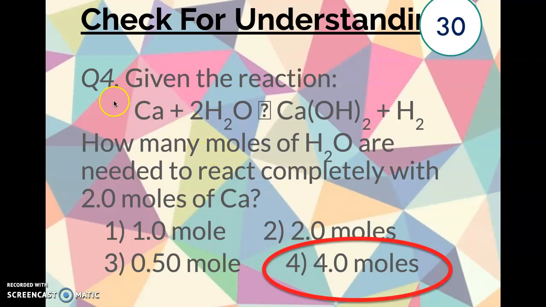So once again, calcium originally has a coefficient of 1 because there's nothing there, but they tell us that there are 2 moles of calcium within this reaction. How many moles of water are needed? So we initially start off with 2 moles of water. In order for it to be consistent with calcium, we'd have to multiply the coefficient of water by 2 as well, and 2 times 2 is equal to 4.